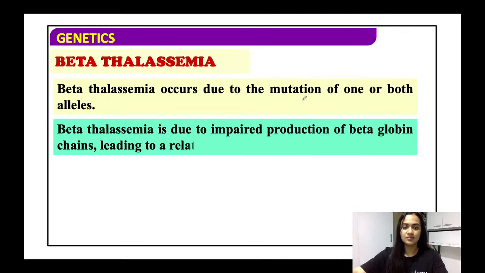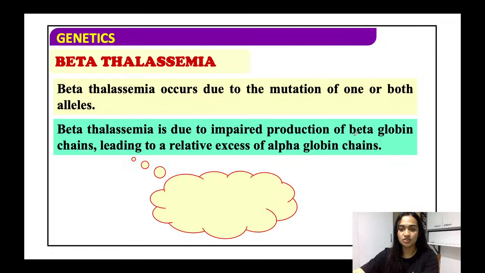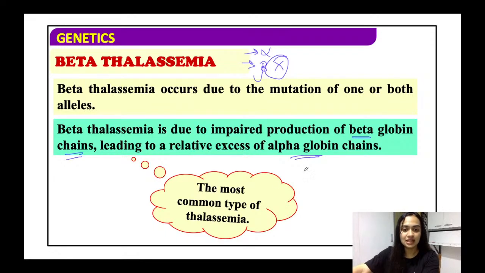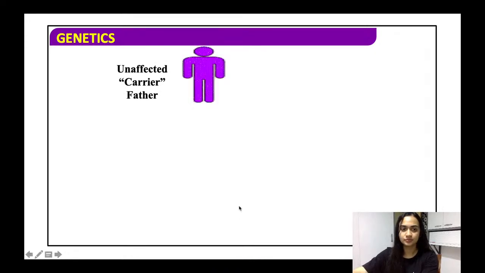Beta thalassemia is due to impaired production of the beta globin chain. Okay, in alpha thalassemia, the alpha chains were not being produced. Here, the beta chains will not be produced, and it will lead to a relatively excess of alpha globin chains, just the opposite of alpha thalassemia. Beta thalassemia is also the most common type that is observed.